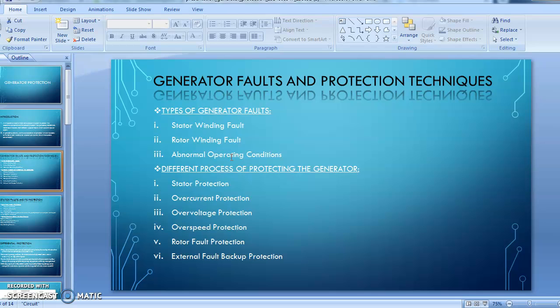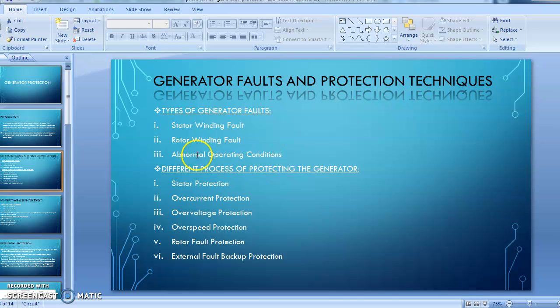It's very important to know the existence of such a fault so that the generator can be taken out of service and the system can be isolated from the faulty part up to the healthy part. So in that case, the rotor fault, if identified, should be treated as early as possible.